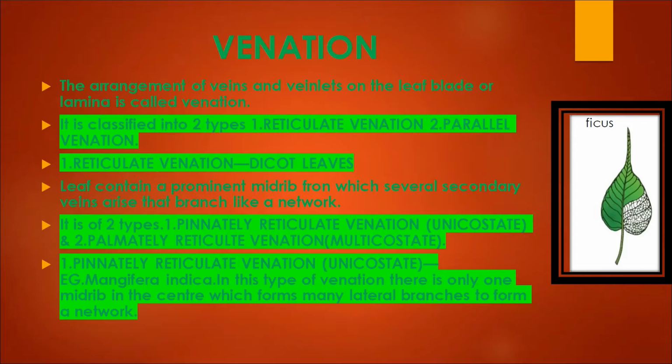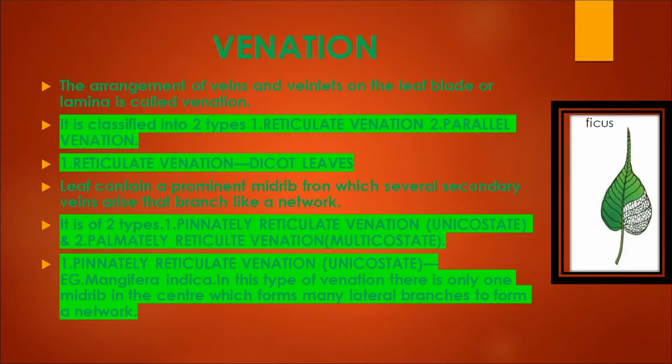So in this picture you can see the reticulate venation of a dicot leaf. The leaf contains a prominent midrib which branches into secondary veins, and it forms a network of veins. This is again divided into two types: pinnately reticulate venation and palmately reticulate venation. Pinnately reticulate venation, example, Mangifera indica.